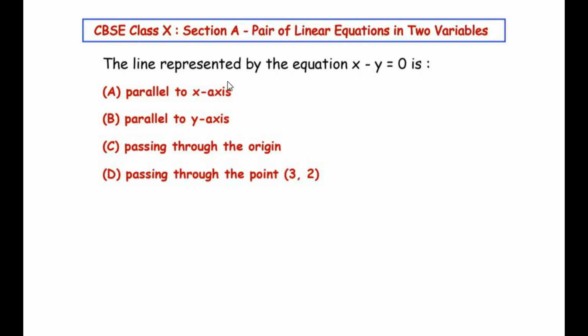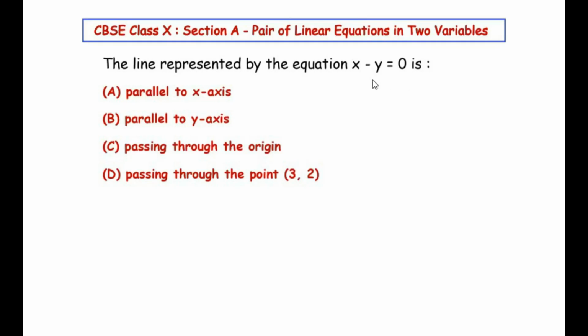The line represented by the equation x minus y is equal to 0 is. So we have to see the line represented by the equation x minus y equal to 0. Is the line going to be parallel to x-axis or y-axis, or is it going to pass through the origin, or is it going to pass through the point 3, 2?